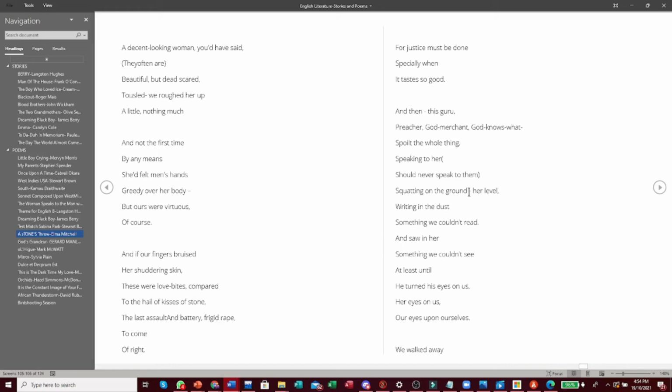Squatting on the ground to her level. So the preacher is going down to her level. That's symbolic. Writing in the dust, something we couldn't read, and saw in her something we couldn't see. At least until he turned his eyes on us, her eyes on us, our eyes upon ourselves. So that's a point of reflection there.